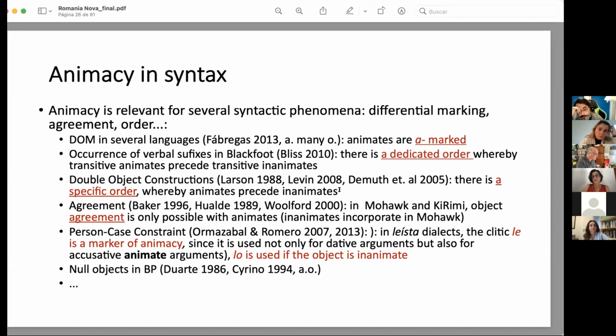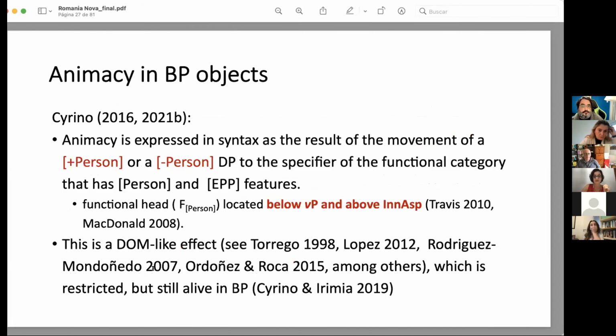And actually, animacy is very relevant for many syntactic phenomena. For example, differential object marking, verbal suffixes in languages like Blackfoot, double object constructions, agreement, person case constraints, and null objects in Brazilian Portuguese. So I try to think of animacy as a syntactic phenomenon.